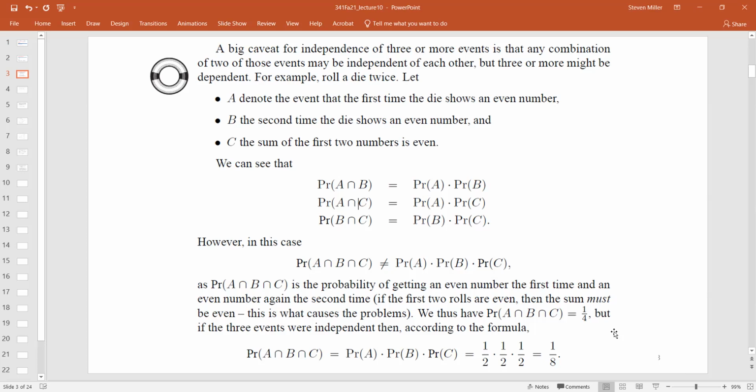And if you go through the different probabilities, you can show that the probability of any two happening is the product of the probabilities. So any two of the three events are independent. But clearly, the probability of all of them happening is not the product of the probabilities. Because if you know A and B happen, if the first roll is even and the second roll is even, then the sum has to be even. So for independence, it's not enough to check just pairwise. You have to check all possibilities.